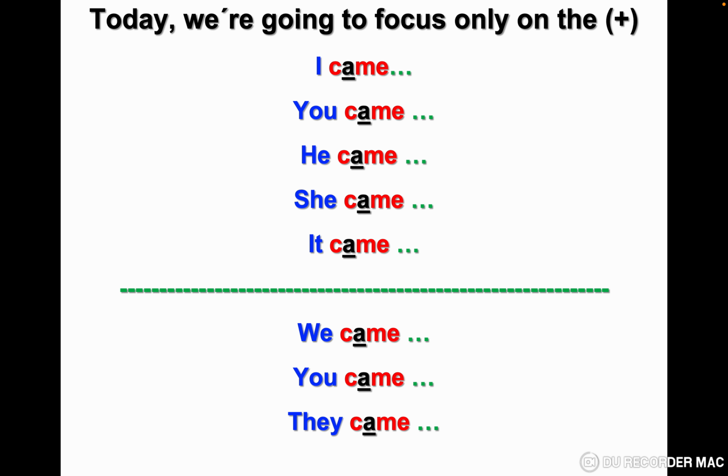In the negative, we don't use it. In the question, we don't use it. We use just the infinitive. So let's conjugate with me verb come in the past simple. I came, you came, he came, she came, it came, we came, you came, they came. Let's go to the next verb.